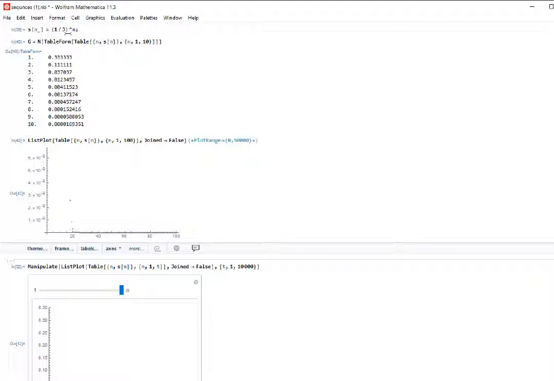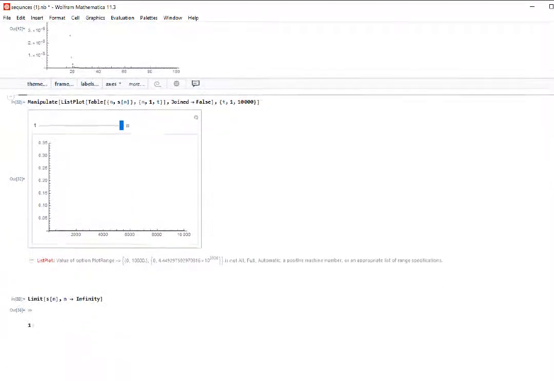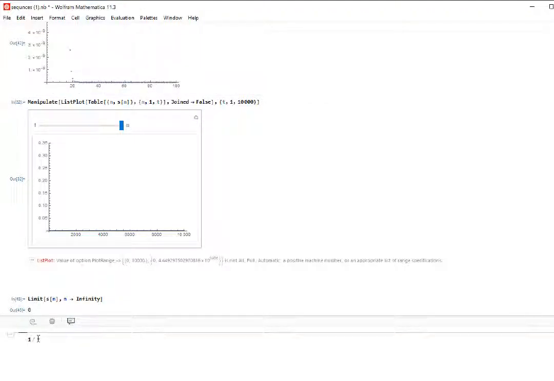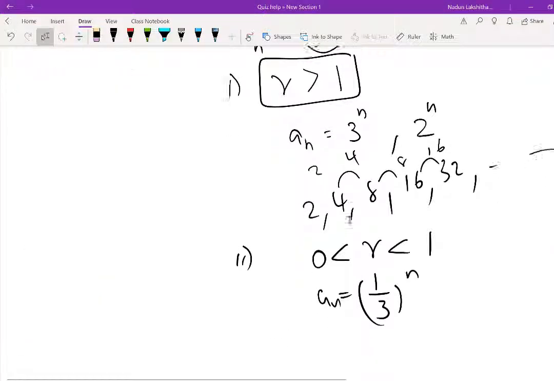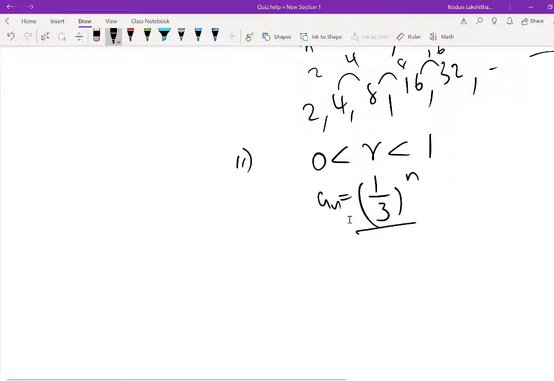Because n is positive and 1/3 is positive, the lowest it can go is 0. So actually the values of the terms of the sequence are approaching towards 0, right? You can see the values of the sequence are getting close to 0. So what do you think the limit is? The limit is going to be 0, as you can see here. So the limit is 0, so this is a convergent sequence.